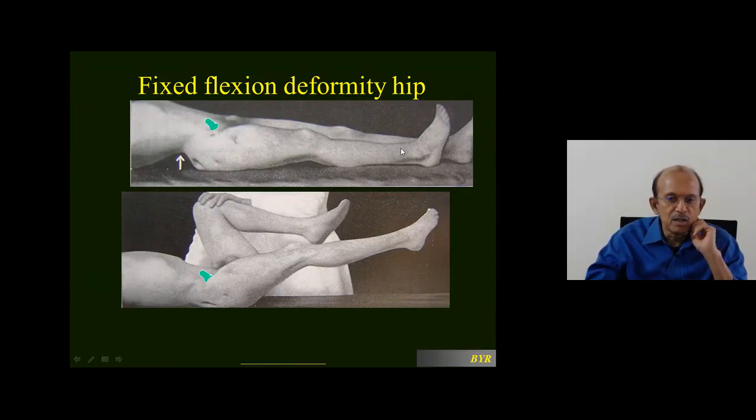Why does shortening of the limb occur in tuberculosis of the hip? Please read your orthopedics, you will understand. This is not related to the appendix. You are right, you have made a good observation that the normal limb is longer than the affected limb. So there is shortness of the affected limb.